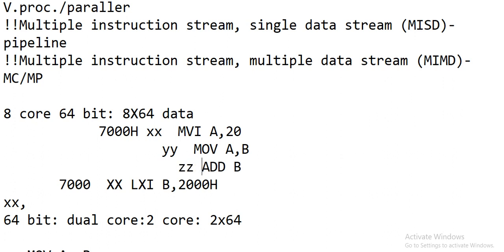Okay, so what is the pipeline? Basically xx, yy and zz. When the processor is fetching, decoding and executing this particular instruction, these two instructions are in a queue, so that is called the pipeline.